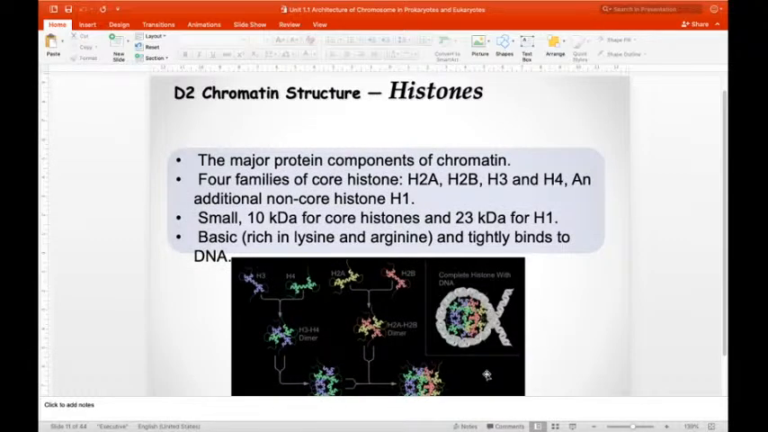The major protein components of chromatin are four families of core histones, H2A, H2B, H3, and H4, and an additional non-core histone protein, H1. They are small, about 10 kilodaltons for the core histones and 23 kilodaltons for H1. They are basic and bind tightly to DNA.